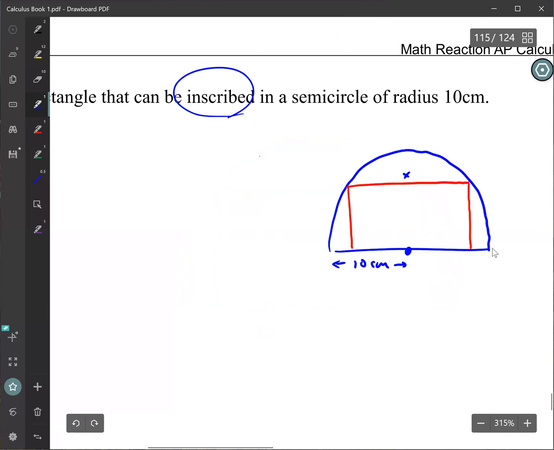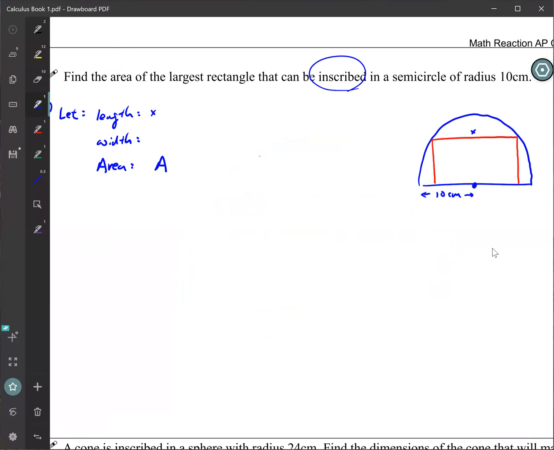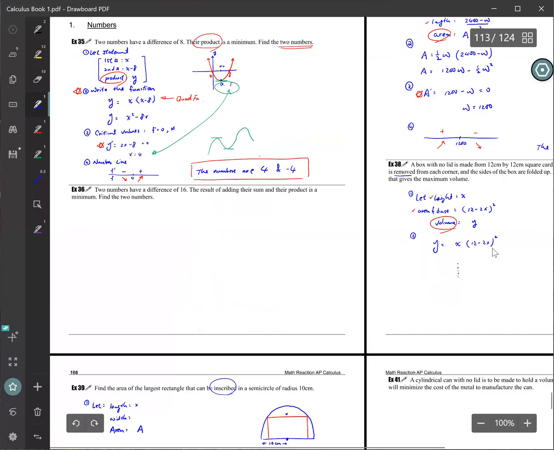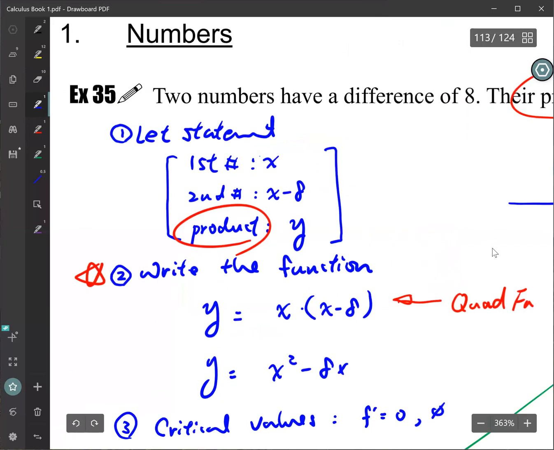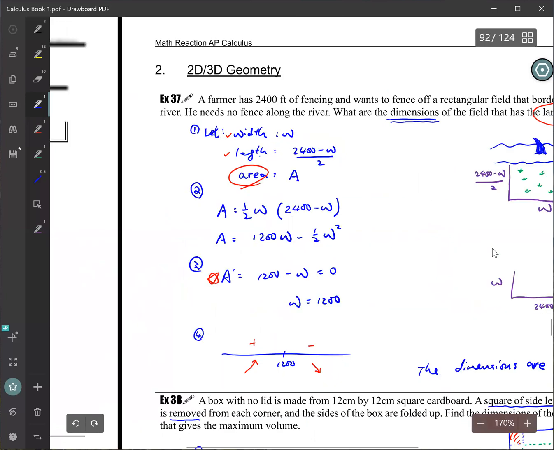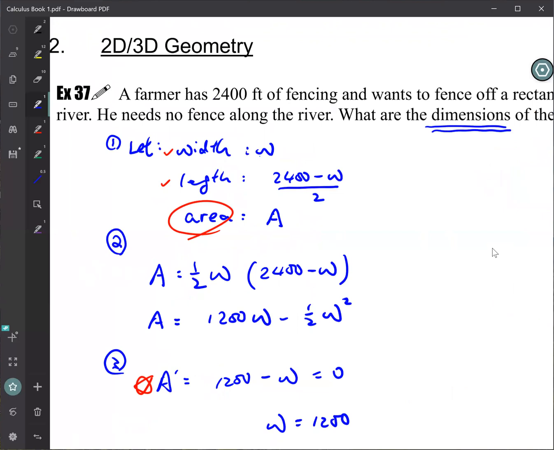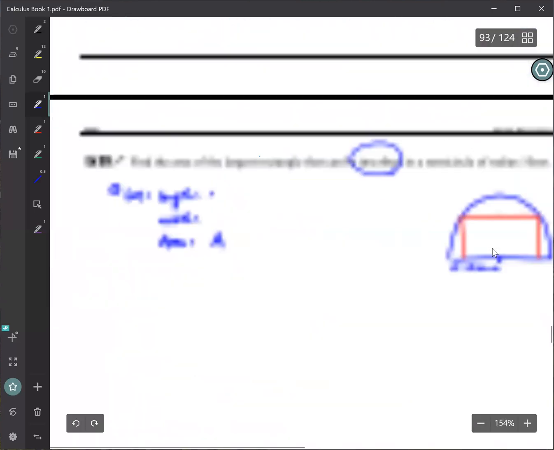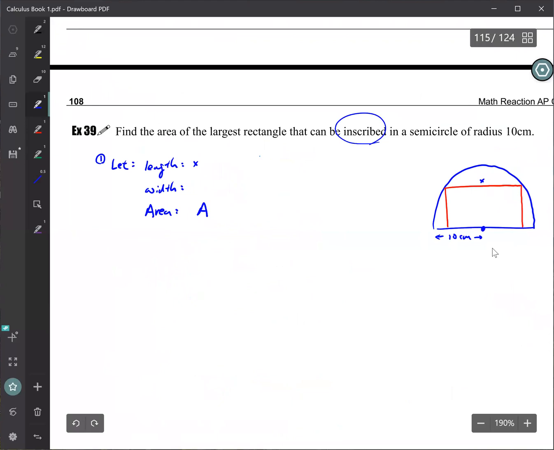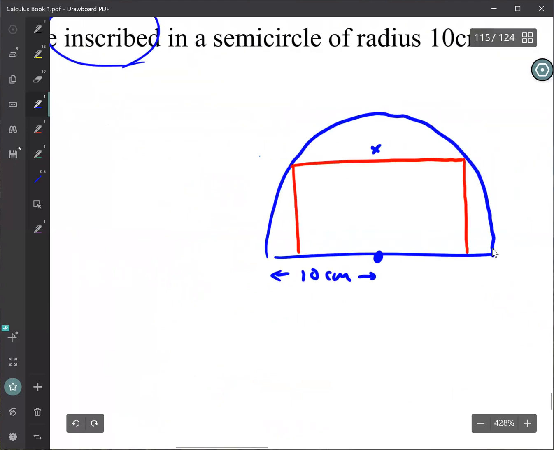Now we need to somehow use the length to find the width. We need a connection between them, just like our first question. If I know the first number, using the first number I can get the second number. Same thing with the farm: using the width, I can get the length. There has to be a connection between those two. So look at the picture now. If I know the x, how can we find the width, if I know the length is x?